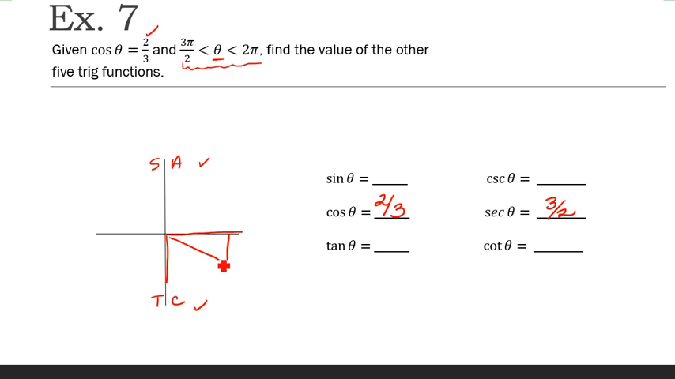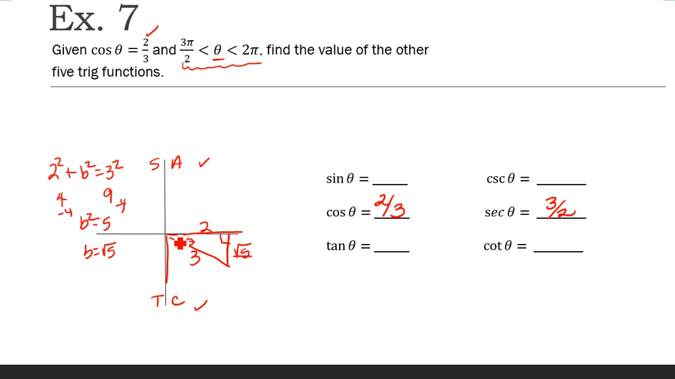All right? So here we go. We have theta, our right angle, and cosine is adjacent over hypotenuse. So we need to find this side over here. So we're going to go over here. I've got 2 squared plus b squared equals 3 squared. That's going to give me 4 and 9. So if I subtract 4 from both sides, I get b squared is 5. So b is the square root of 5. So this side is the square root of 5.